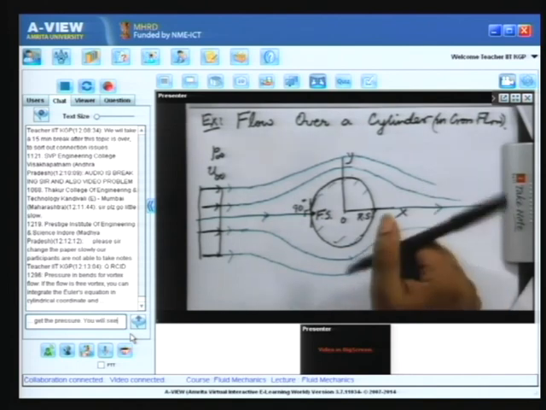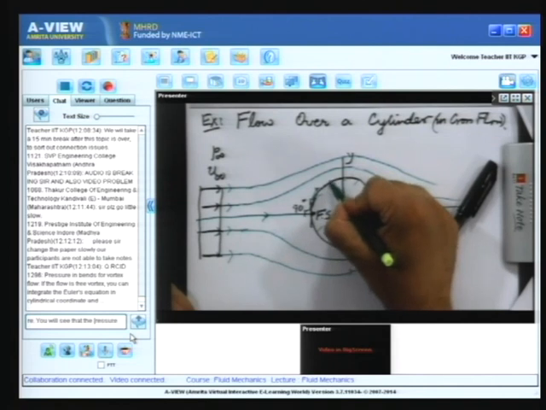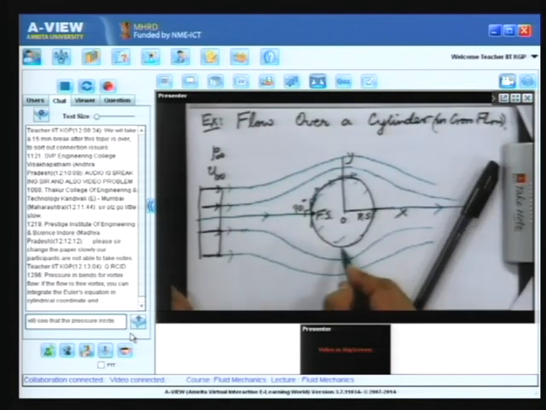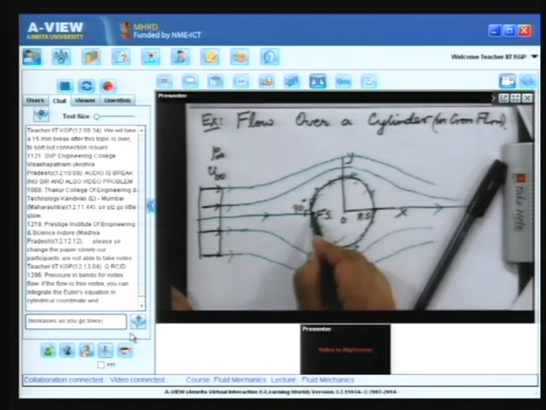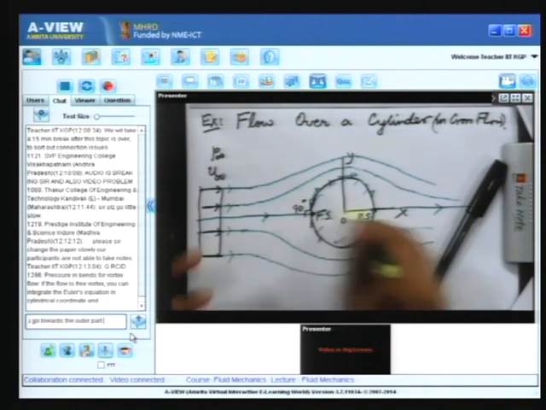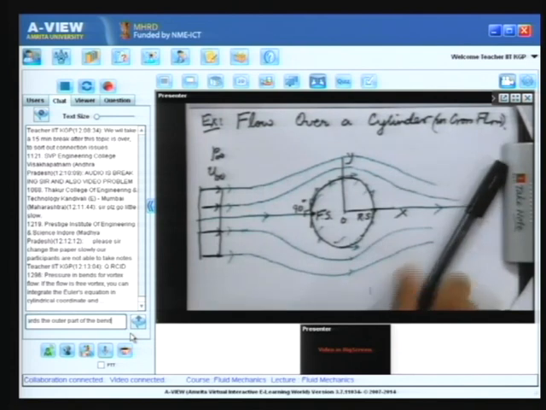Now, if you look at the fluid flow, fluid will flow tangentially along this because it is inviscid flow. We will show later that the maximum velocity will occur at the top and at the bottom. The flow pattern is symmetric, but at this point the velocity will be 0. Now, so these are two stagnation points. The pressure at these points are called stagnation pressure.